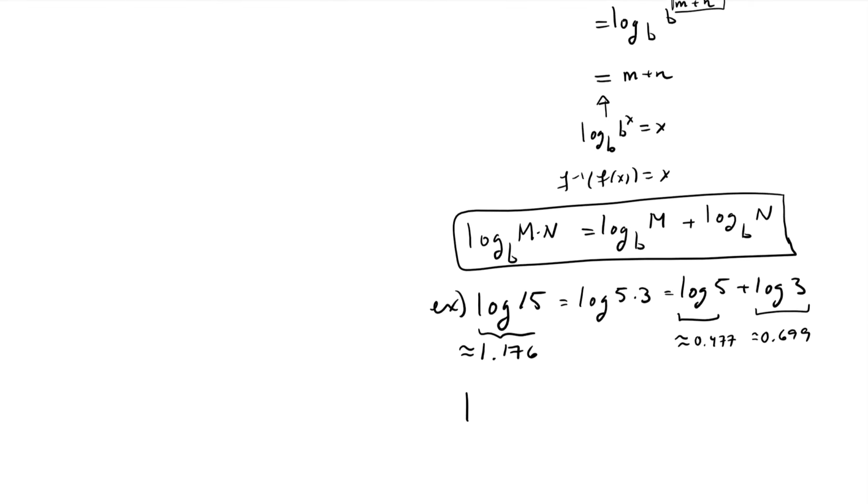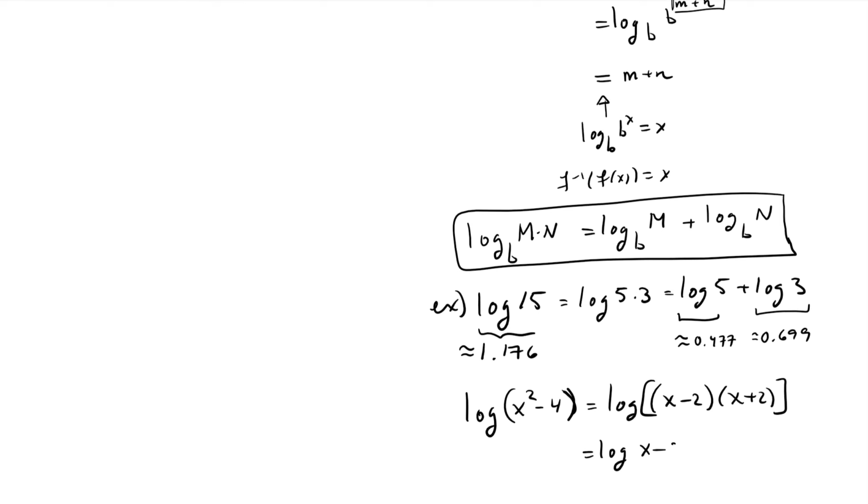I can use this also with algebraic expressions. So if I have log of x squared minus 4, so it's log of all of that, if I factor x squared minus 4, I get the log of a product, which I can split into the log of two other algebraic expressions, but they're simpler now. So if you've got the log of a polynomial that can be factored, you can split it up into a sum of logarithms of simpler polynomials.